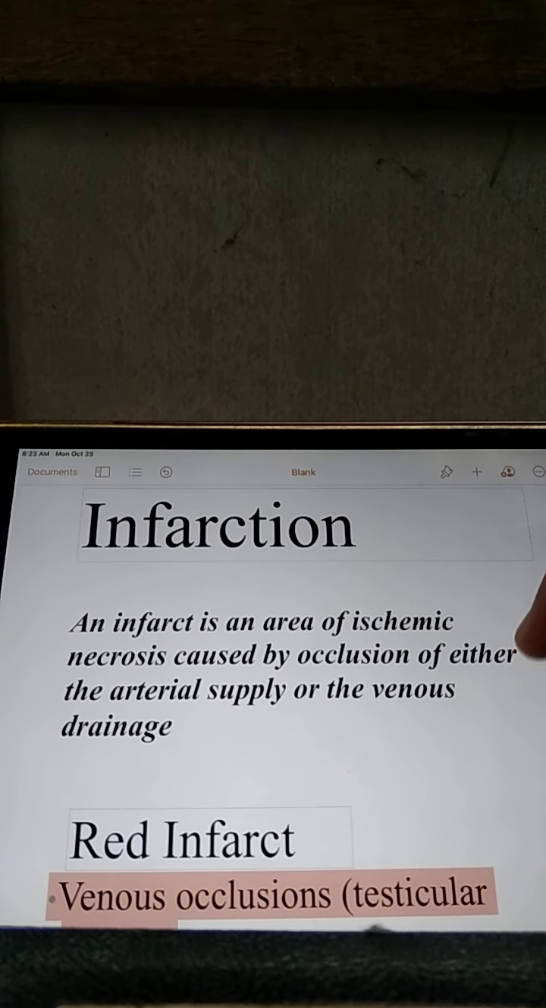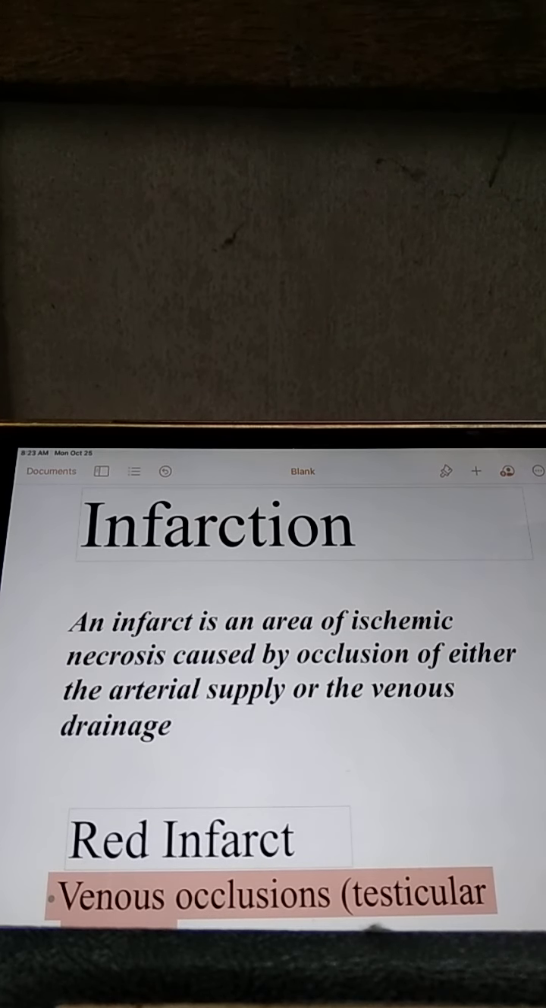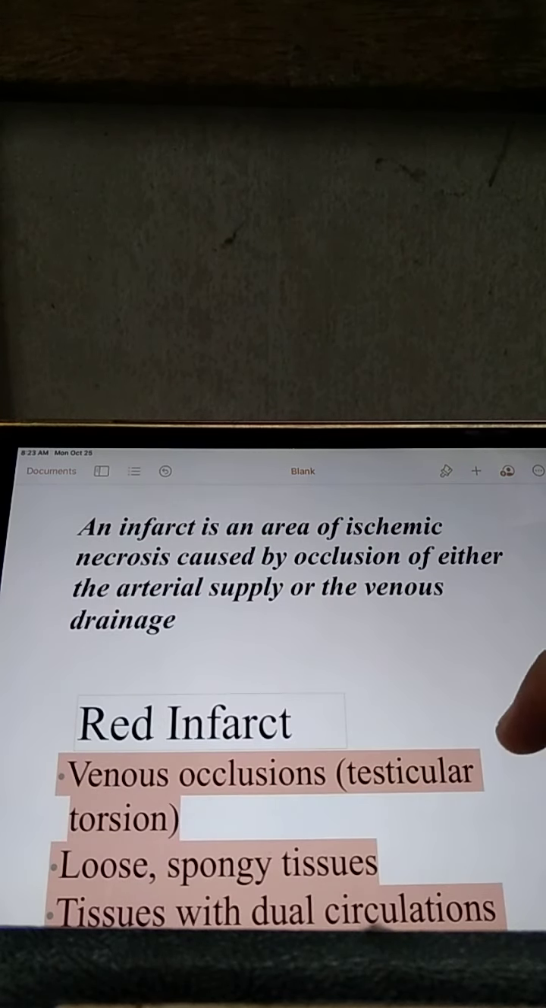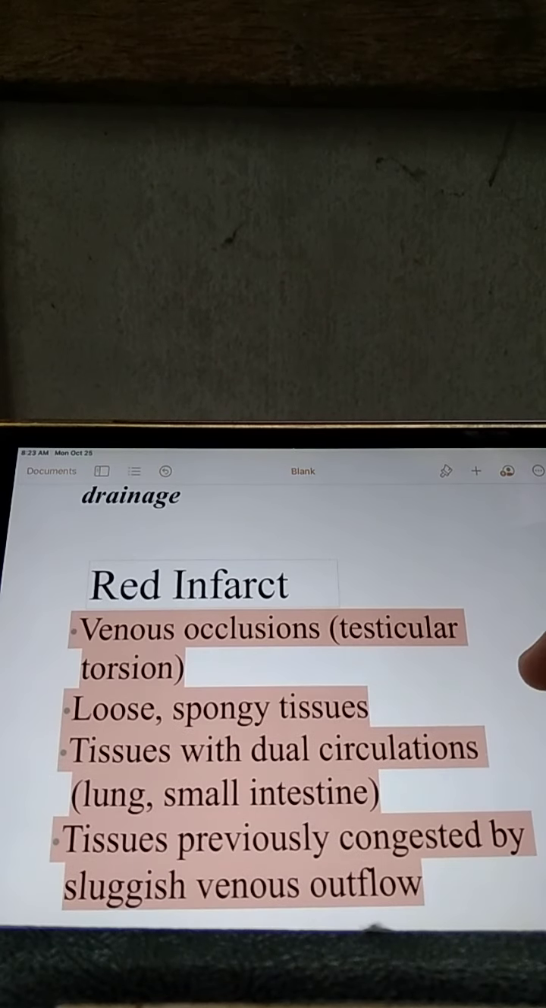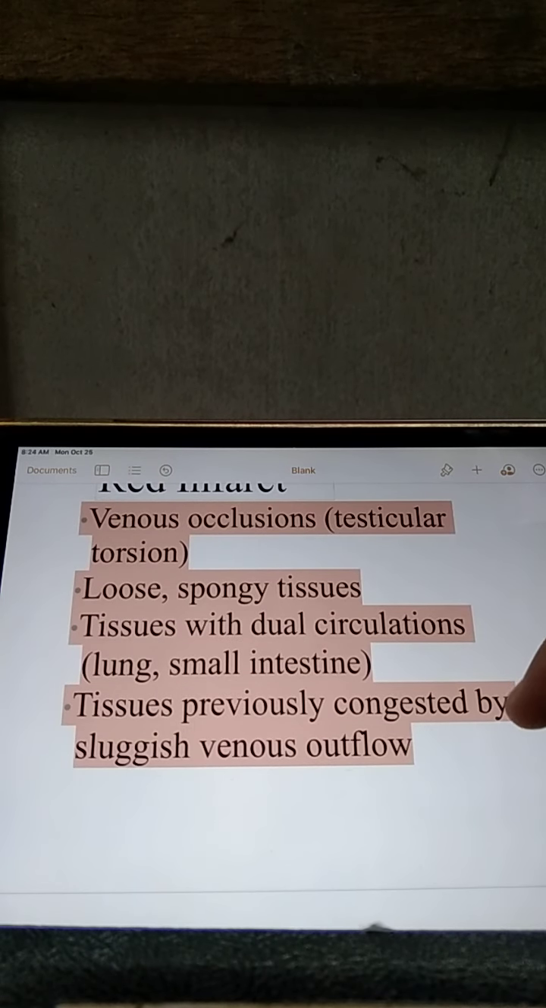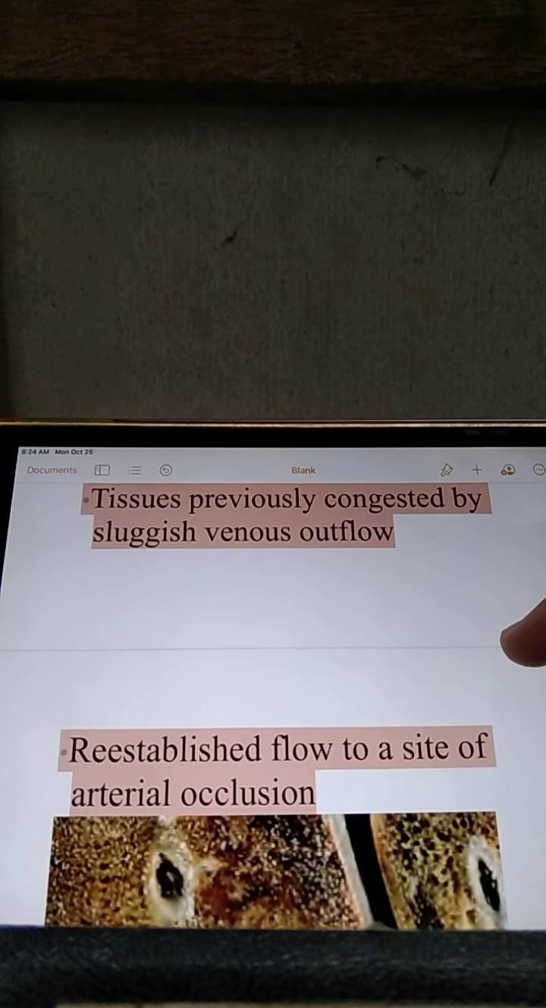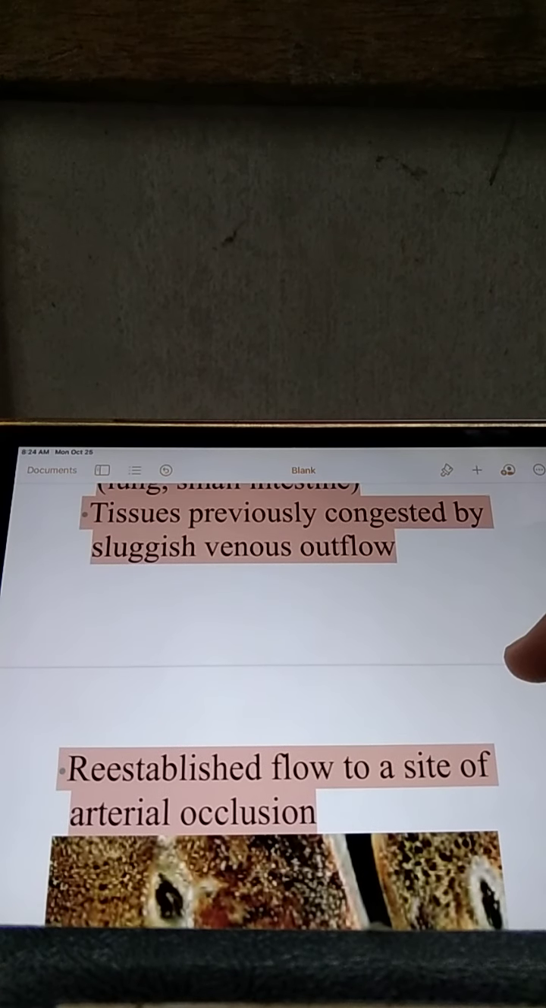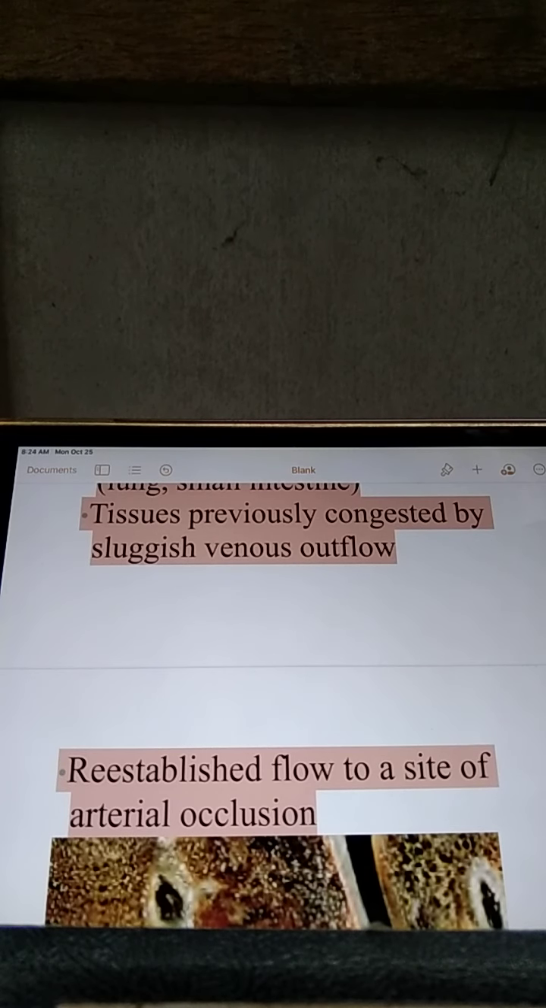So, there are red and white infarcts. The red infarct is a venous occlusion, as in testicular torsion, in loose spongy tissues with dual circulation such as the lungs and small intestine, and in tissues previously congested by a sluggish venous outflow. It also occurs when flow is re-established to a site of arterial occlusion.